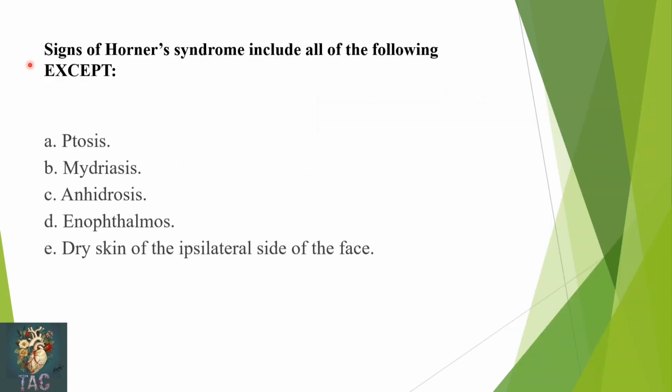Next question is, the signs of Horner syndrome include all of the following except: ptosis, mydriasis, anhidrosis, anophthalmos, and dry skin of the ipsilateral side of the face. So please dear student, remember this Horner syndrome is because of a defect in the sympathetic nervous system. The sympathetic nerve supply to the eye is at the cervical level. So the correct option in this case is mydriasis, because a lesion in the sympathetic supply leads to ptosis and miosis, not mydriasis. So this is the correct option.